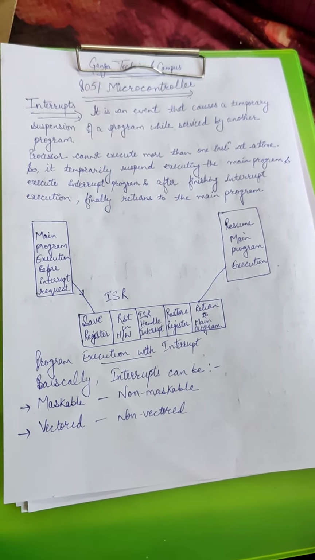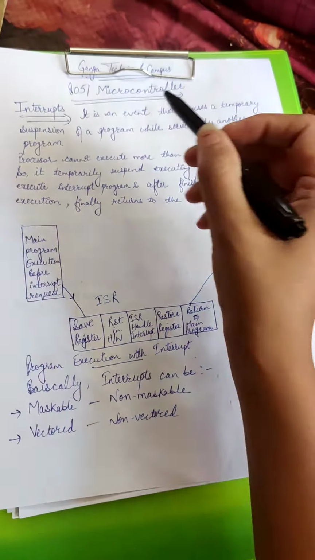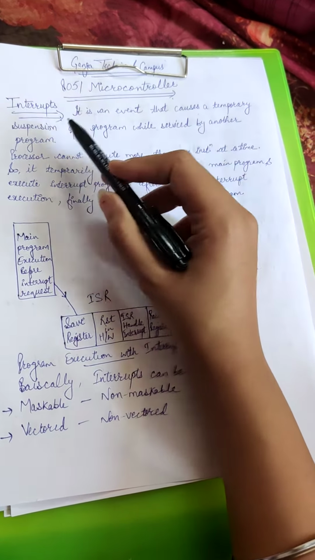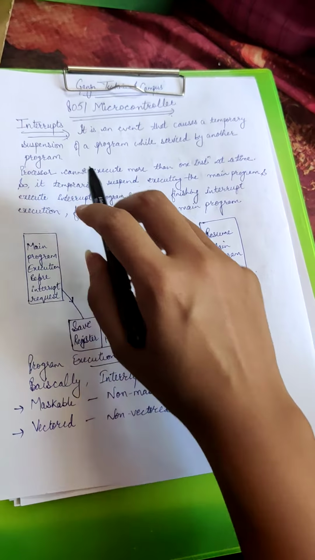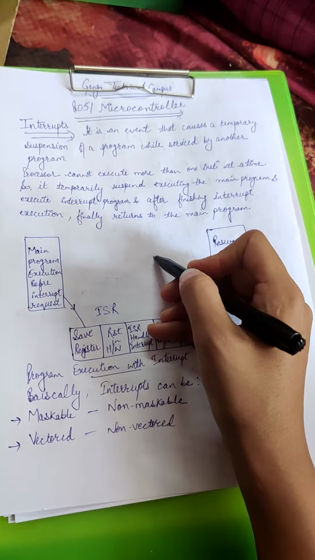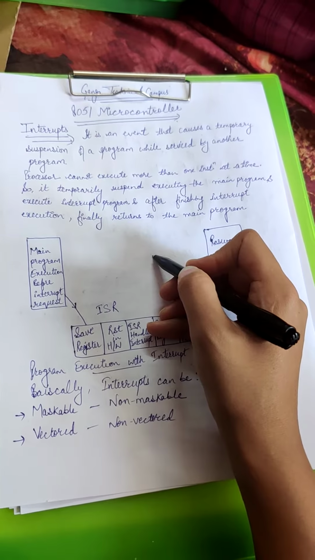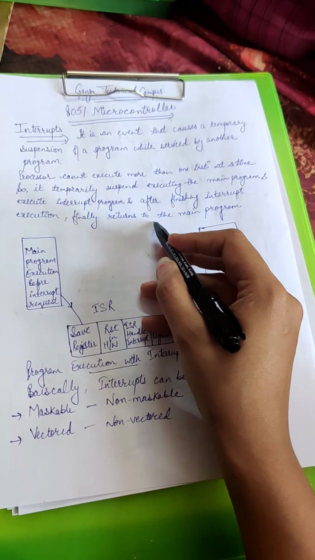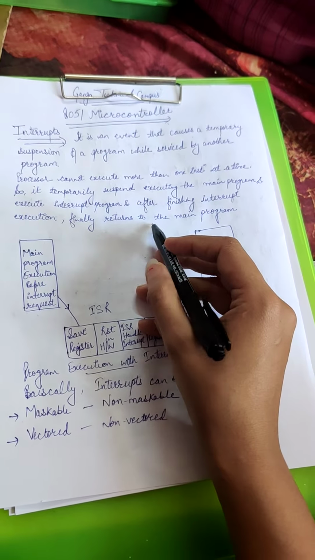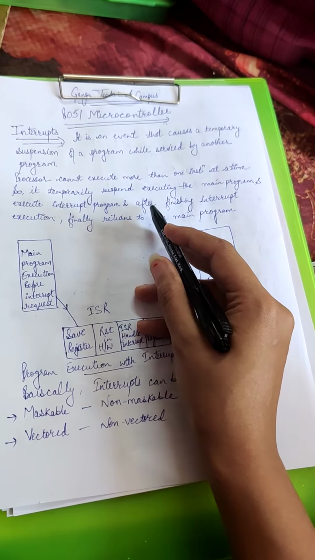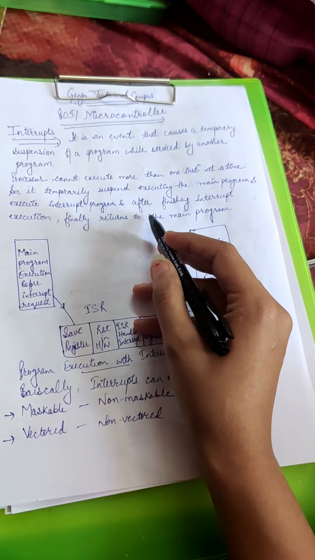Today we will start our topic, interrupts. What is an interrupt? An interrupt is an event that causes a temporary suspension of a program while it is serviced by another program. Means while we are executing any instruction or any program, there is an external request. So we have to stop our program at that time and first execute that external request, and after completing the execution of that request we have to move to our program where we stopped.